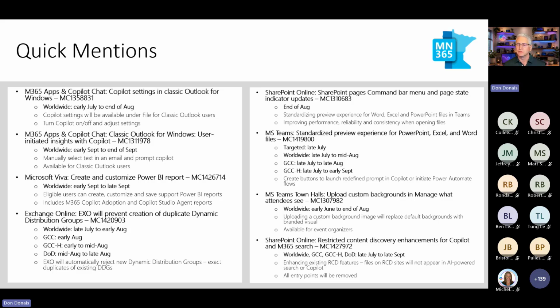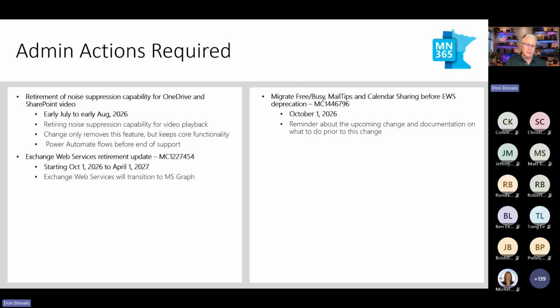files in general that are a part of that particular search group will not be able to be discovered. It'll remove all the entry points in there. You're not going to be able to see any of those within Copilot. There were some residual pieces that we were able to see, so they tightened it up, and now it's a much better experience overall for that restricted content discovery enhancement piece.